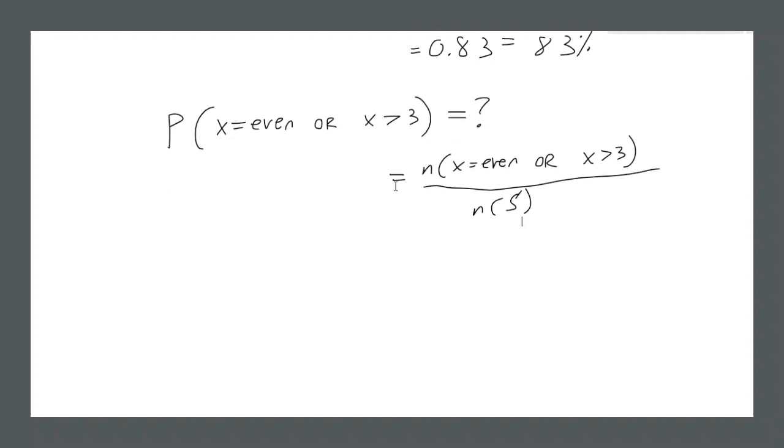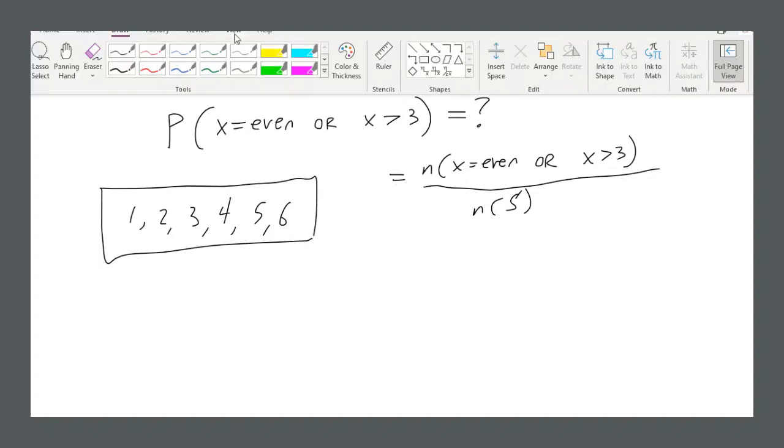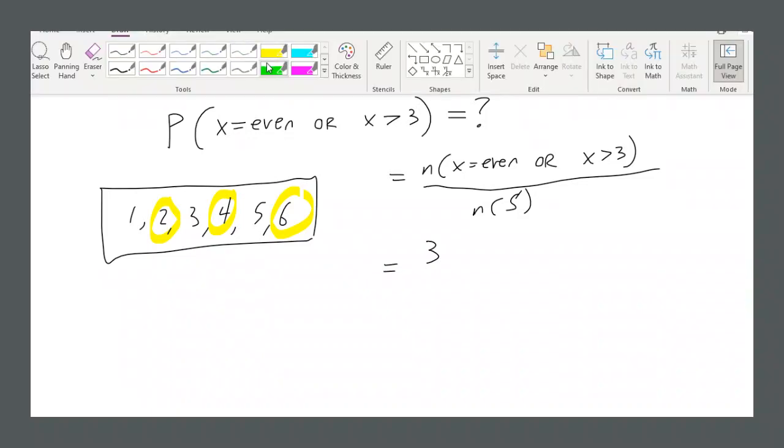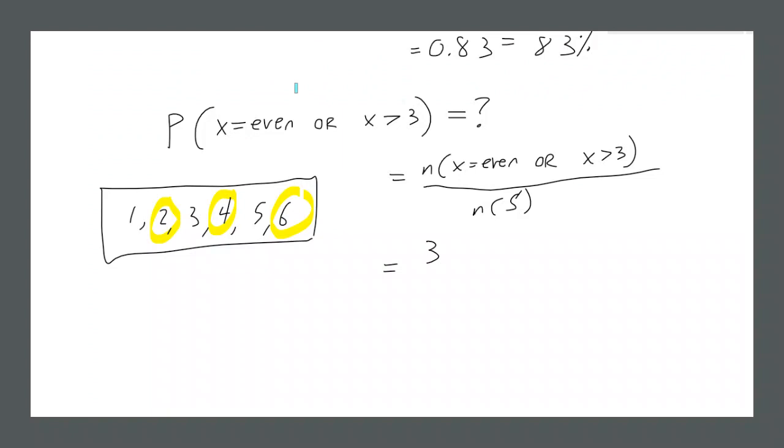Now, how many ways can x be even? I'm going to write down our possible outcomes again, the numbers on a 6-sided die. So how many even numbers do we have? A 2, a 4, and a 6. So there are 3 even numbers. But also anything greater than 3 counts. How many numbers do we have greater than 3? I'm going to use a different color here. Well, 4, 5, and 6 are greater than 3. There's another 3 of them.